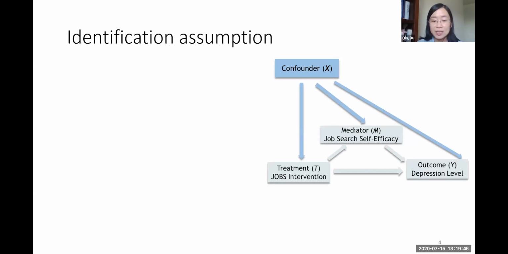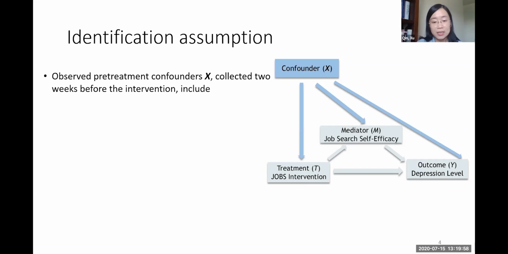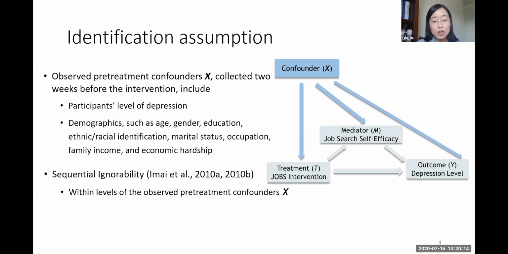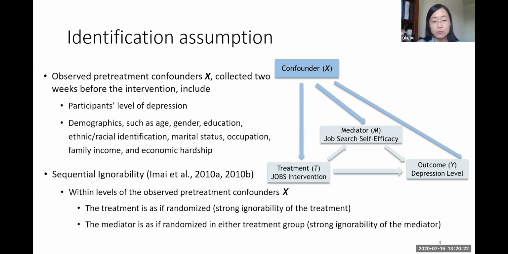The confounders of the mediator-outcome relationship may either precede treatment or be affected by treatment. Here, we assume that all the confounders precede treatment and name them as pre-treatment confounders. In the job search intervention study, observed pre-treatment confounders collected 2 weeks before the intervention include participants' level of depression and demographic variables. The identification of the natural indirect and direct effects relies on the sequential ignorability assumption, which states that within levels of the observed pre-treatment confounders, the treatment is as if randomized and the mediator is as if randomized in either treatment group.